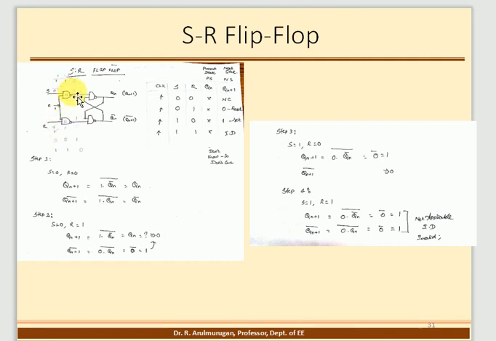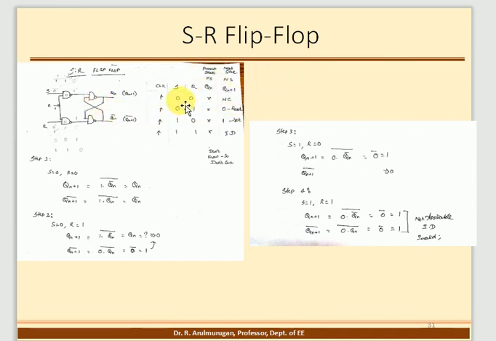The output of the NAND gate is given to this NAND, and one more input is from the fourth NAND output. What is this one? Q N bar. Here, this is the present state and this is the next state. So the circuit diagram is designed like that. This is the SR flip-flop circuit diagram.